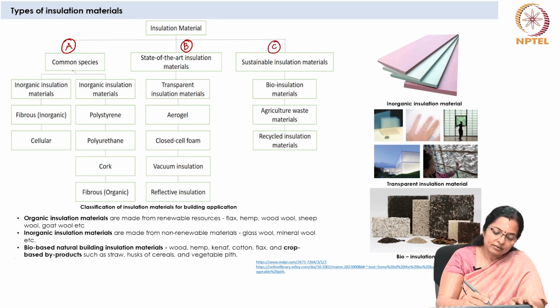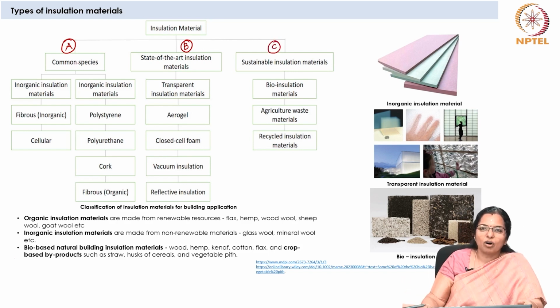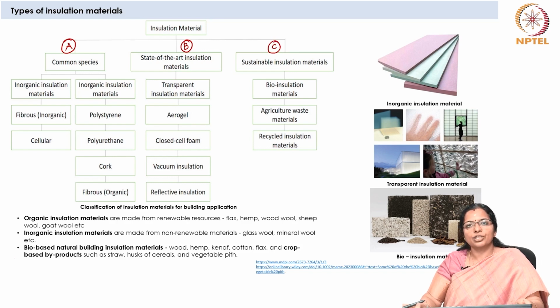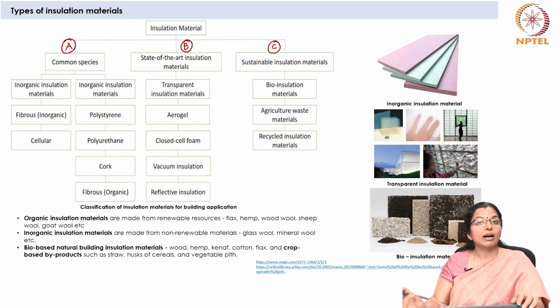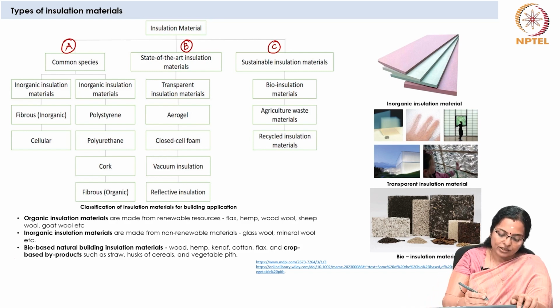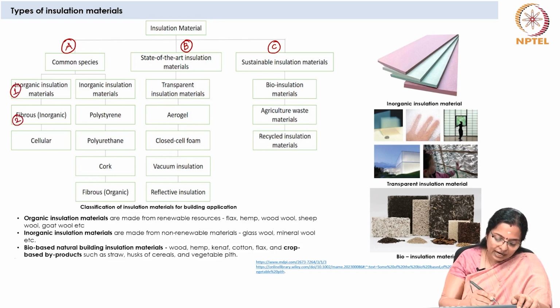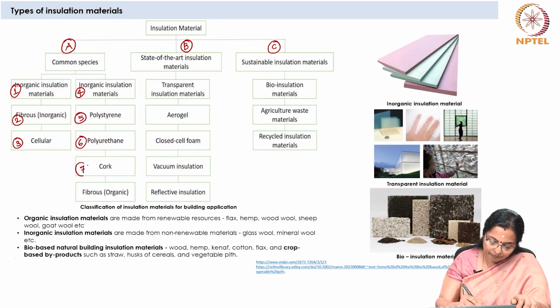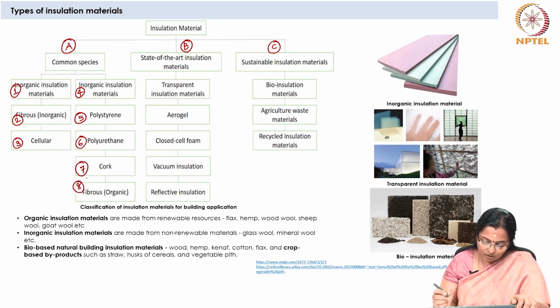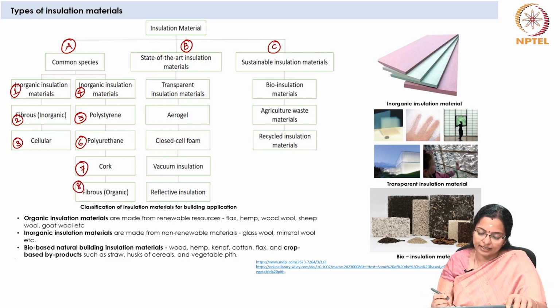Common species are used very commonly, though they are really not encouraged these days because they are not environmentally friendly. They comprise organic insulation materials, fibrous which is inorganic, and cellular. They also comprise inorganic insulation material, polystyrene, polyurethane, cork and other fibrous or organic insulation material.